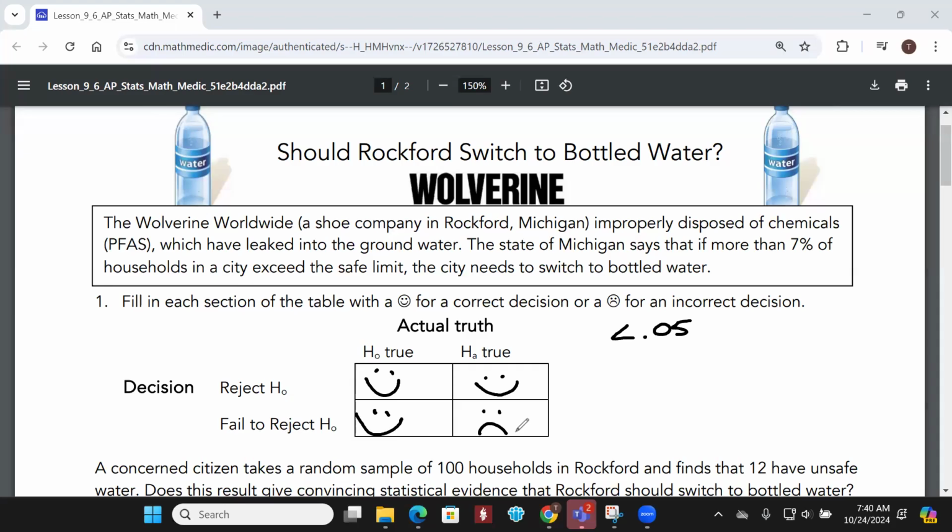Let me clarify. This is a type 2 error. We're talking about errors. Say again. We're getting there. Just write it down. Write down smiley faces. Okay. This one, we got type 1 error. Type 1 and type 2.